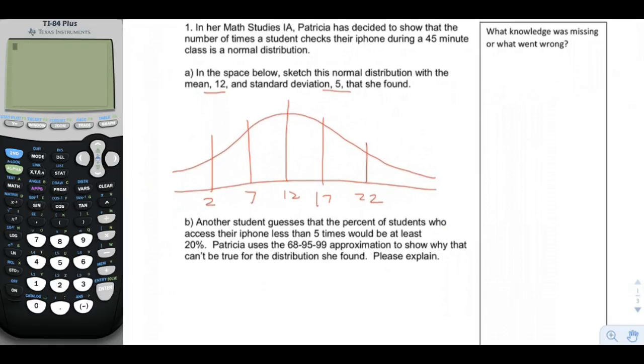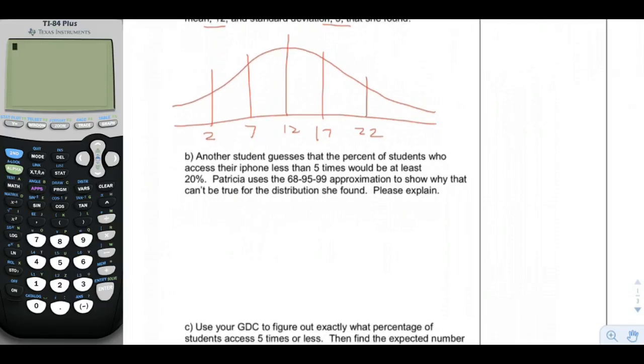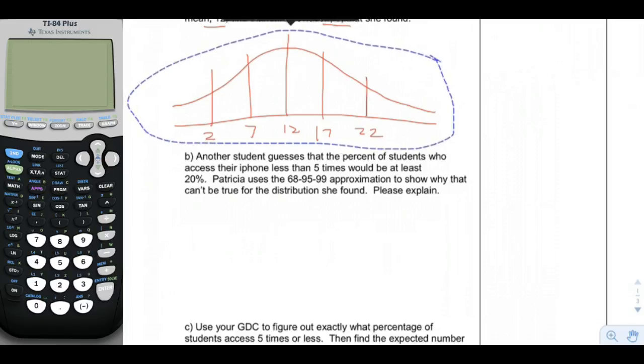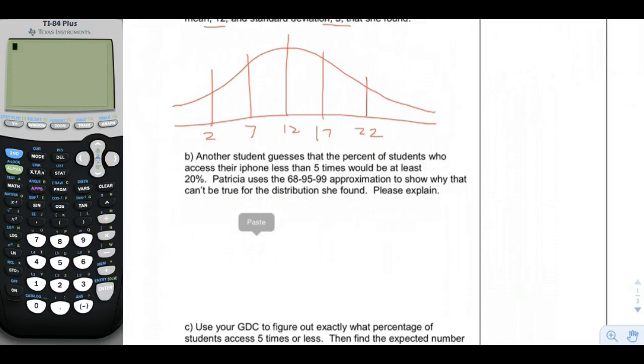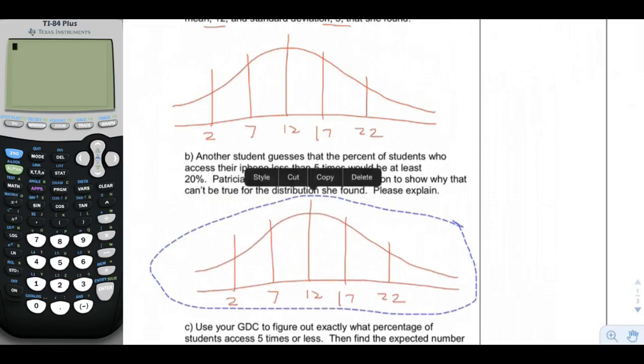Another student guesses that the percentage of students who access their iPhone less than 5 times would be at least 20%. Patricia uses the 68, 95, 99 approximation to show why that can't be true for the distribution she found. Please explain. So let's draw the picture. We'll copy this picture. Put it down here. Okay, maybe we'll make it a little smaller.